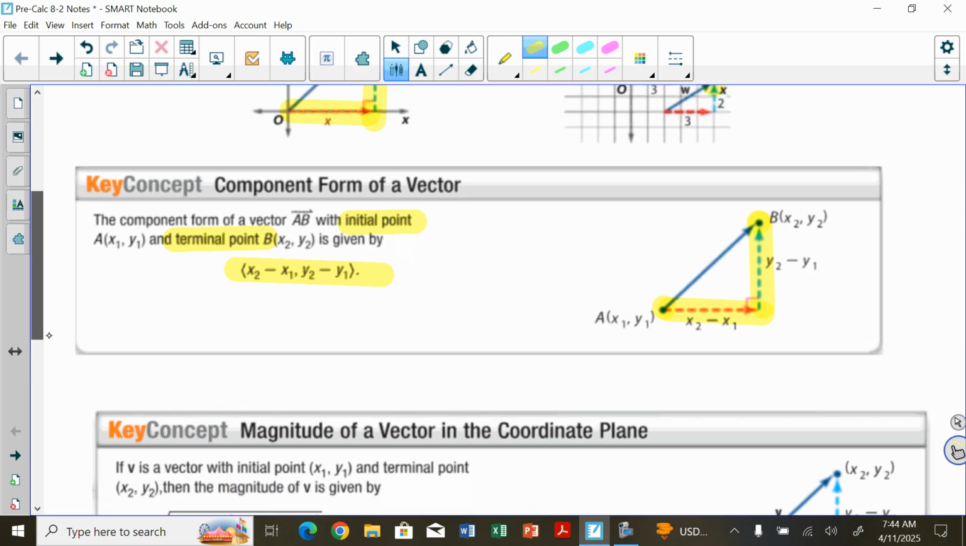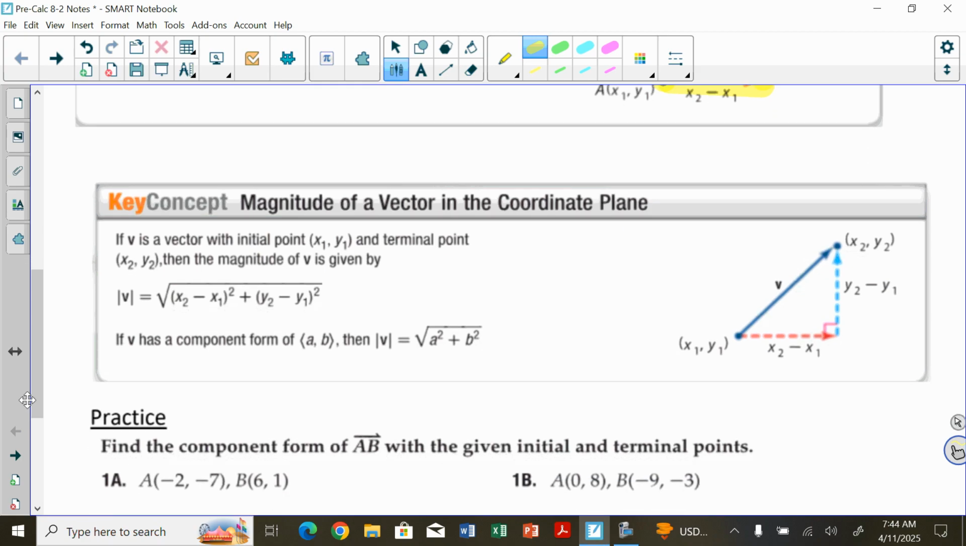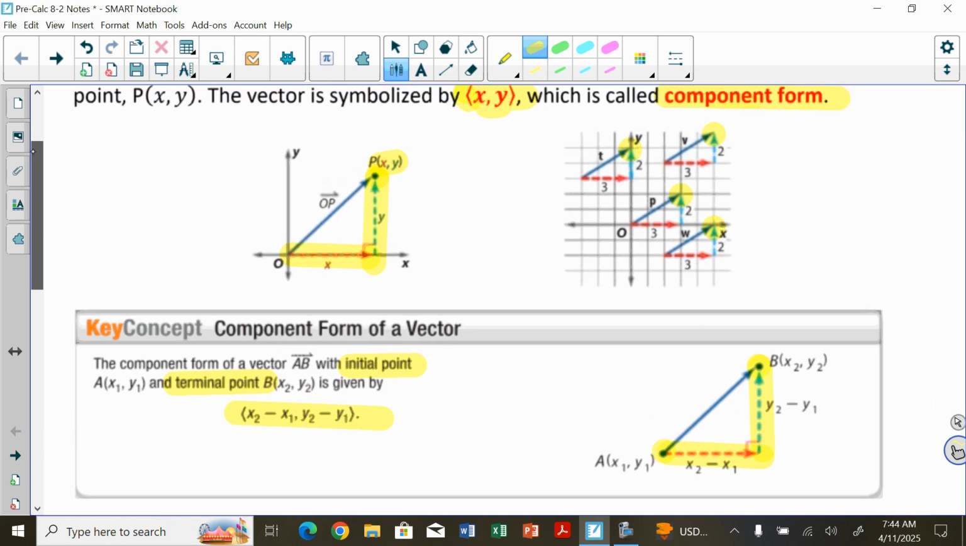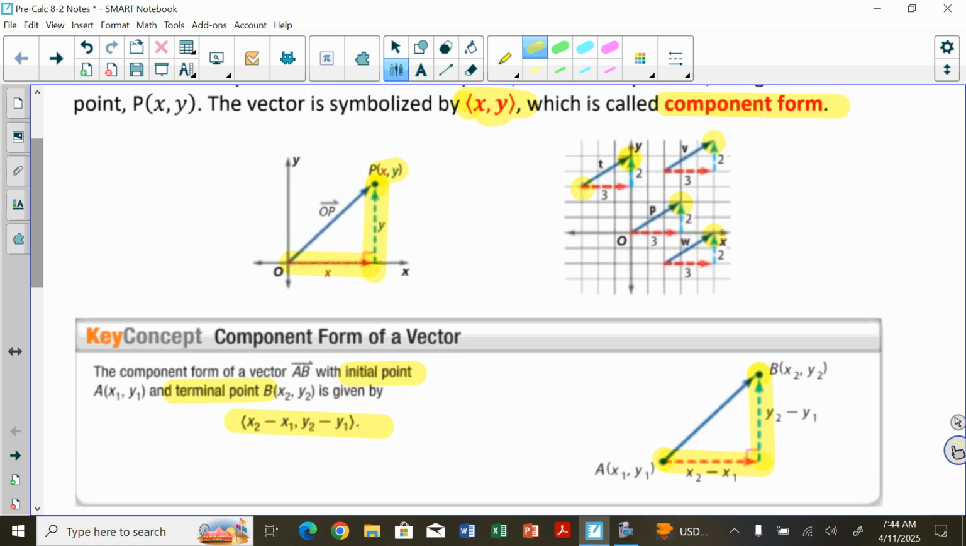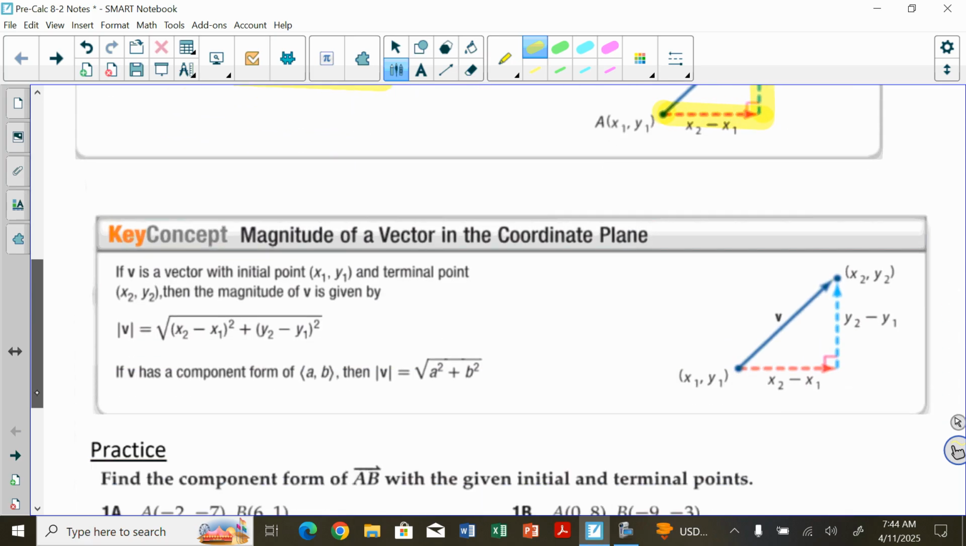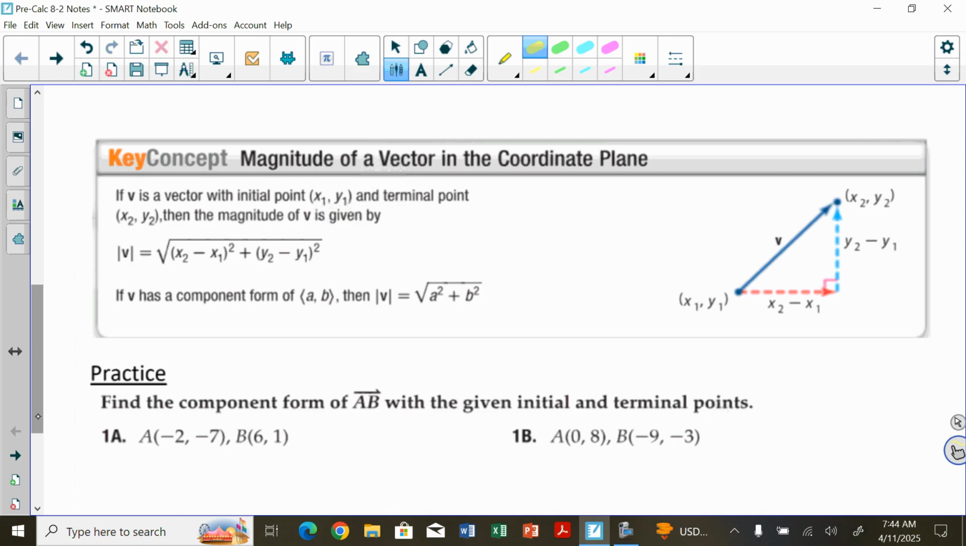Now, if you want to talk magnitude, finding the magnitude is like the distance formula. So it's all stuff we've done way back in algebra. If V is a vector with initial point x1, y1 and a terminal point x2, y2, just remember your initial point is where it starts, and the terminal point is where the tail is. You can find a magnitude by doing basically the distance formula, okay?